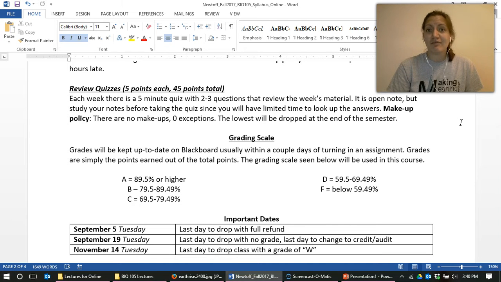Each week, unless there's a test, there will be a review quiz. It'll only be a 5-minute quiz, but there's only going to be 1 or 2 questions on that quiz. You should already look at the lecture materials for that week before taking the review quiz. You're not going to have enough time to really go back into your notes. You can use your notes totally fine, just be sure to have actually reviewed them before taking these quizzes.